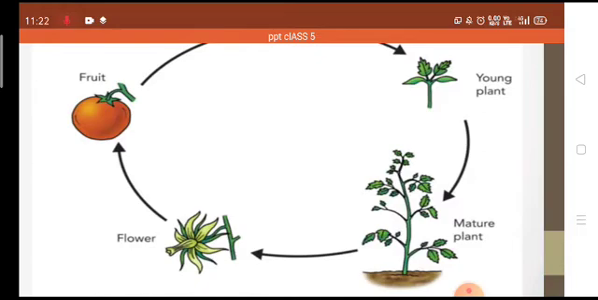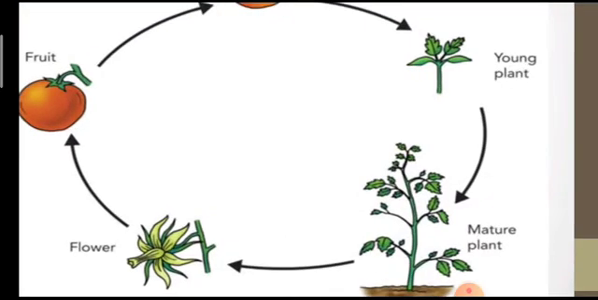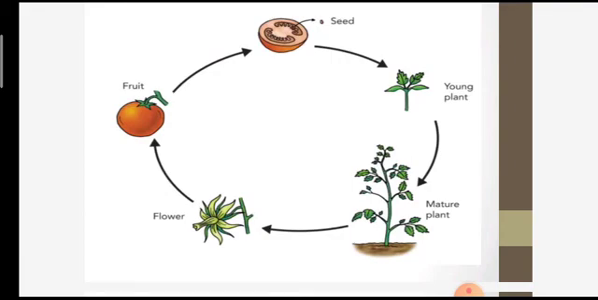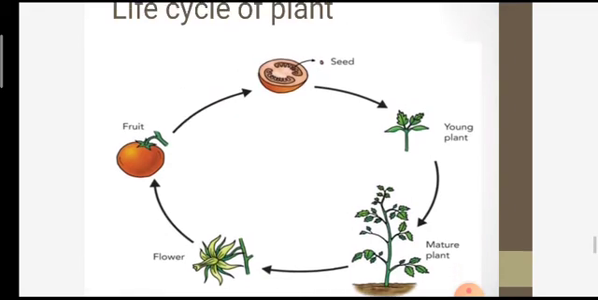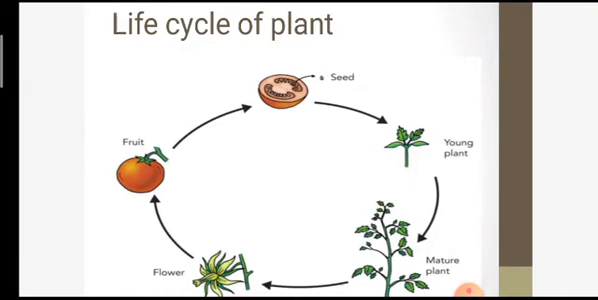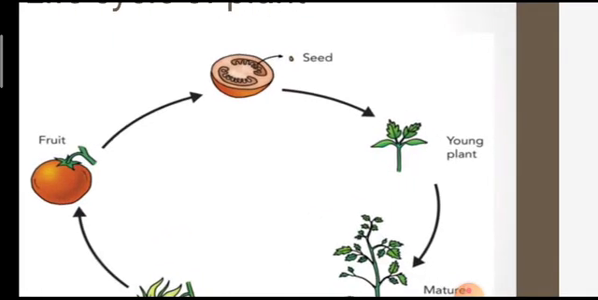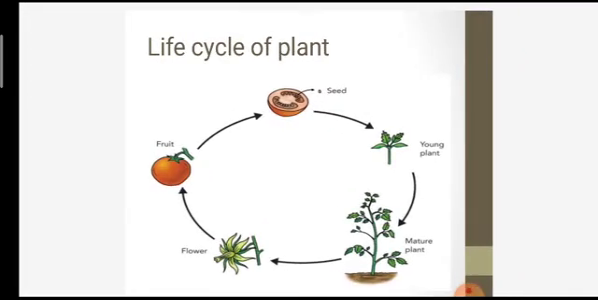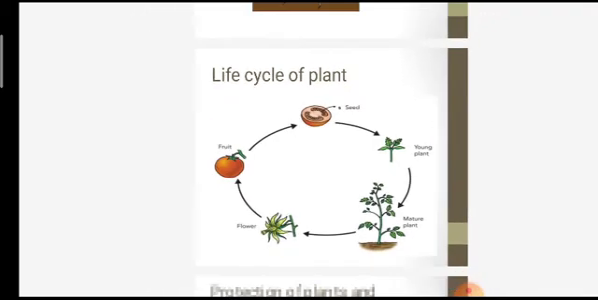This plant produces flowers. After the flower, there will be the production of fruit. In the fruit, there will be seeds. This seed again falls onto the soil and produces a young plant. This is the life cycle of a plant. From the seed to young plant to mature plant. The mature plant has a flower, the flower produces fruit, and in the fruit there will be a seed.